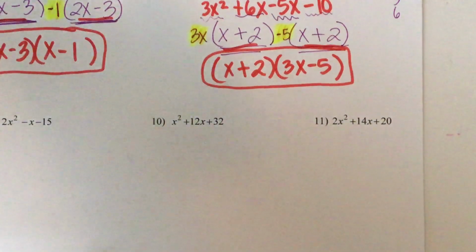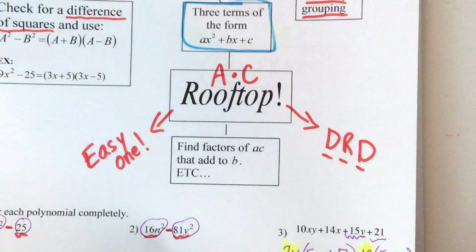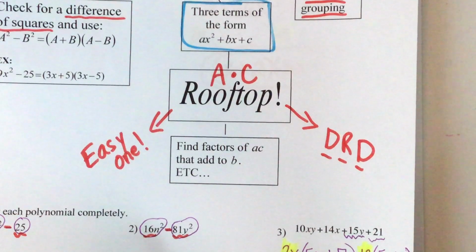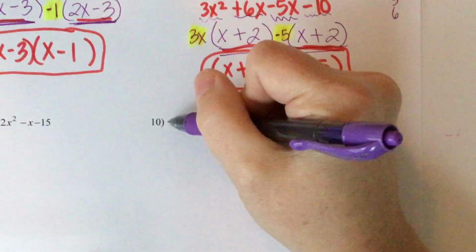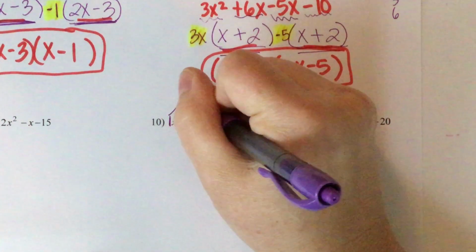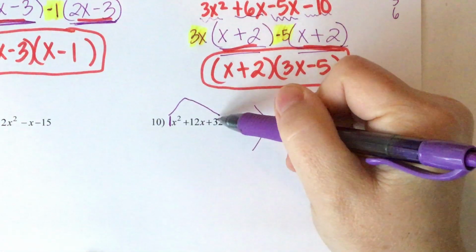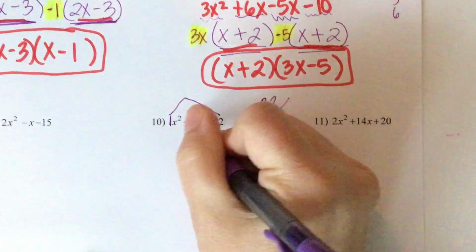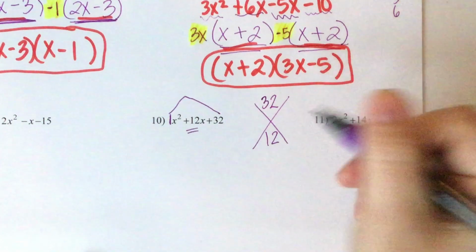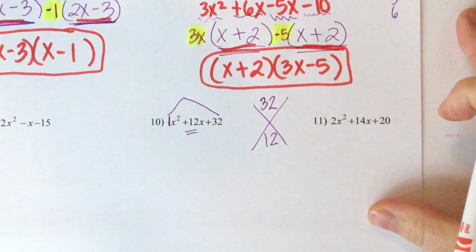Okay, so then there's 3 terms. 1, 2, 3. So because there's 3 terms, I'm going to A times C rooftop. And is this the easy one or is it a drop, replace, drop? It's got a 1 in front, so it's the easy one. Okay, so A times C, 1 times 32 is 32. And you want the numbers to add to make 12. Do you know what multiplies to make 32 and adds to make 12?